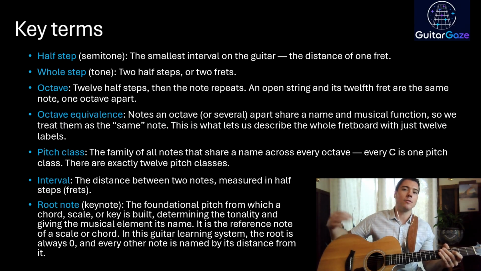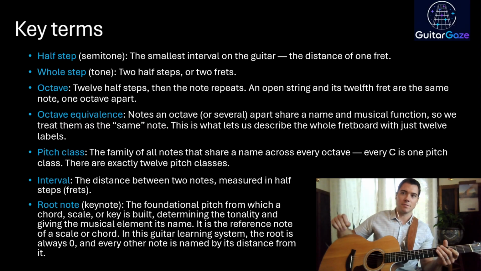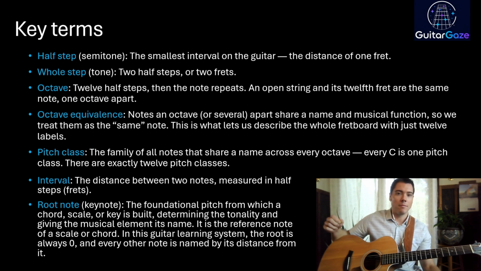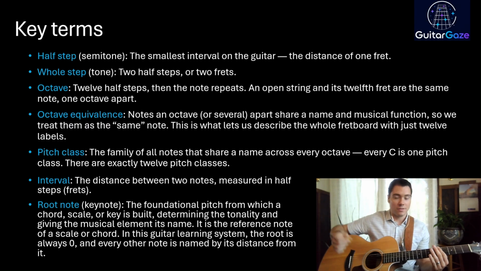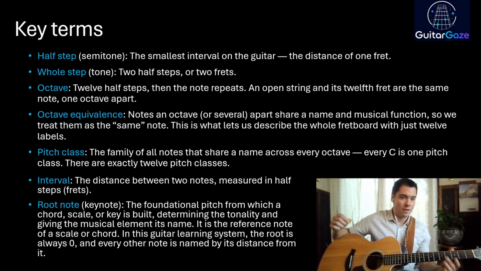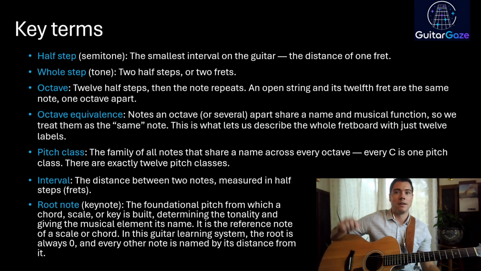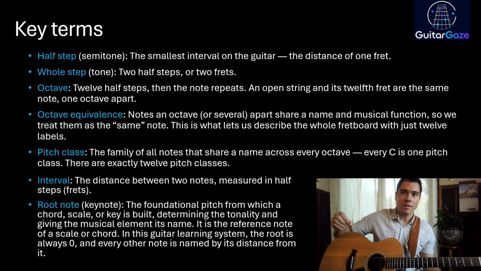Or if you're thinking of things numerically relative to a root note, then you have what is called an interval. So the interval is the distance between 2 notes measured in half steps. If you start with the open E string and you go up 5 half steps, 1, 2, 3, 4, 5, that gets you to A, which is the next string. So the interval between E and A is 5 half steps, or 5 frets.